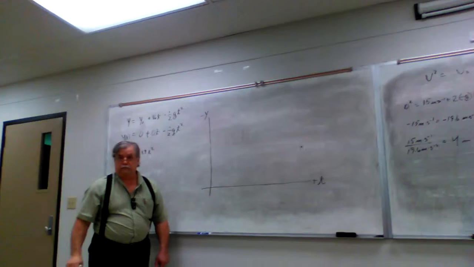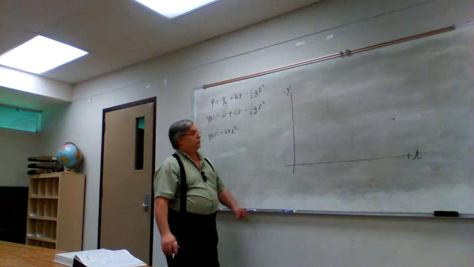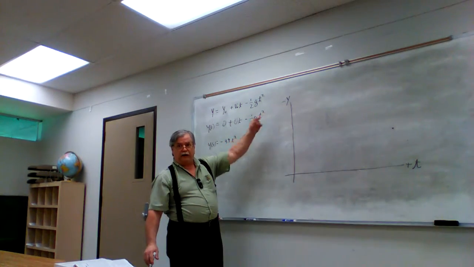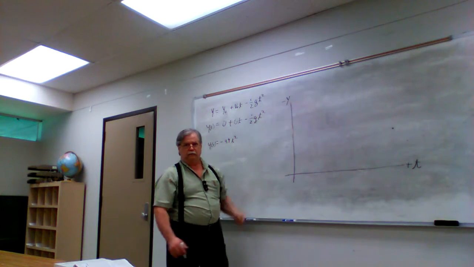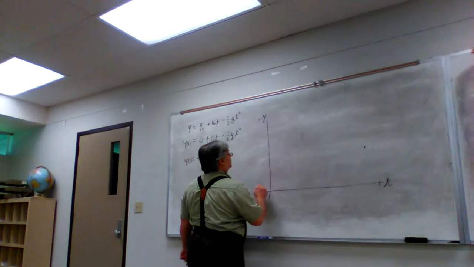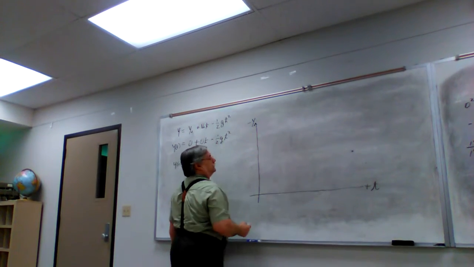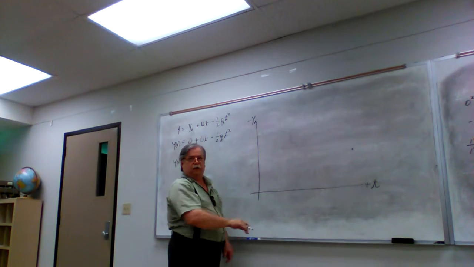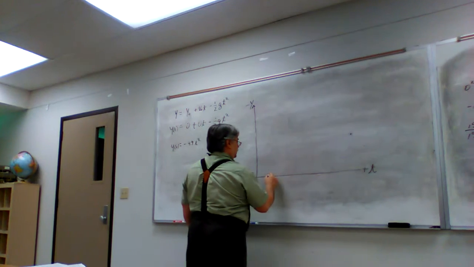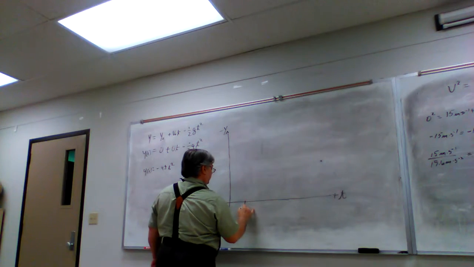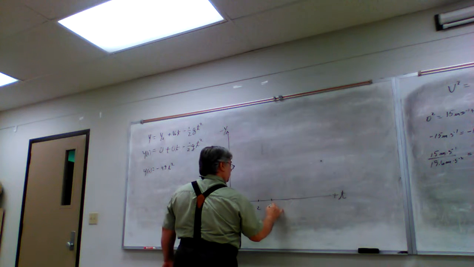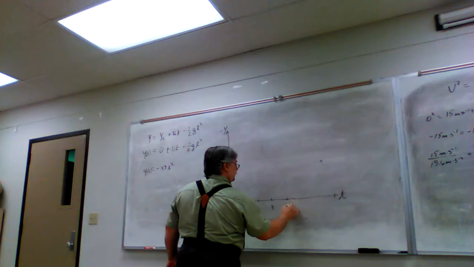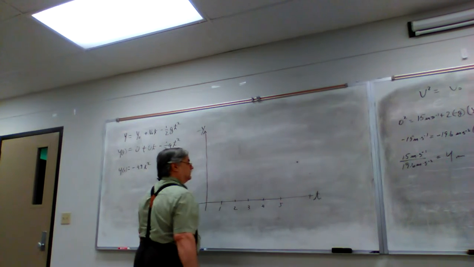See what I did? I labeled the y-axis going up to a negative y. That way we don't have to draw the graph upside down. Here we've got 1 second, 2 seconds, 3 seconds, 4 seconds, 5 seconds.